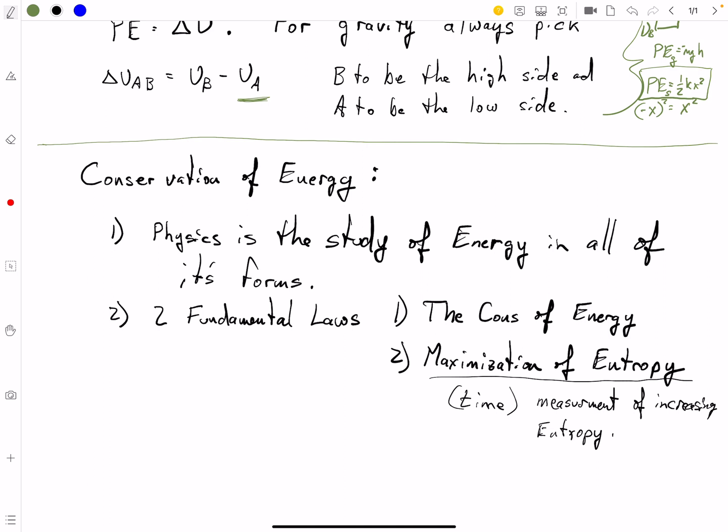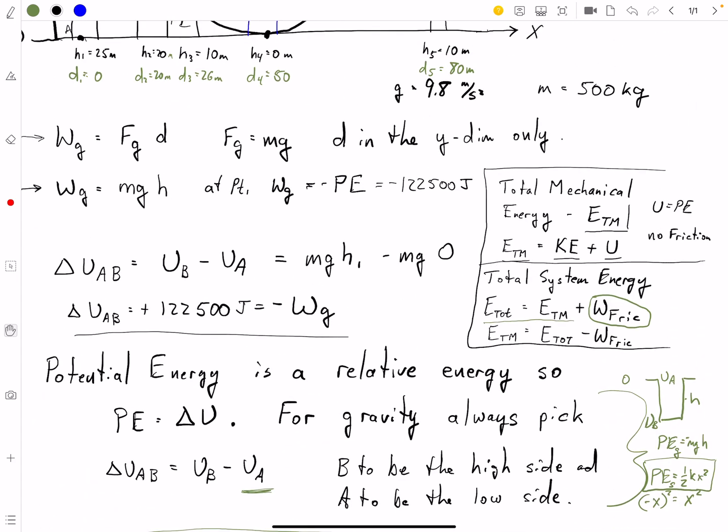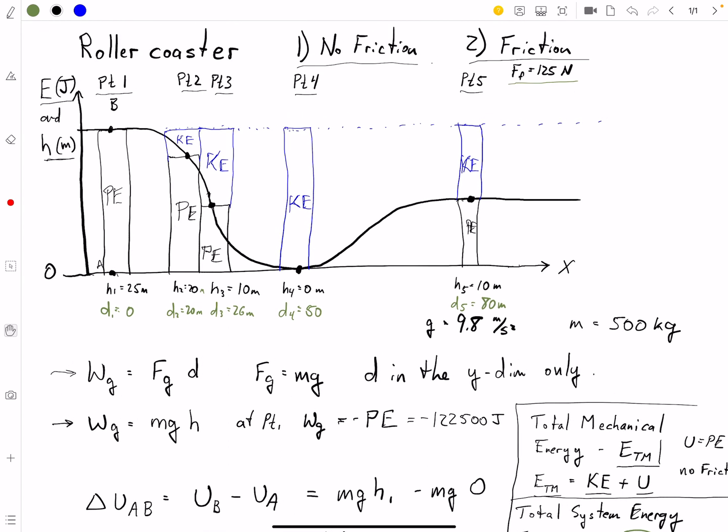Okay. So let's have some questions about this thing. We've talked all about the energy of this thing, but let's say that we want to know, and keep in mind, we're doing this without friction, right? So first time through, no friction. Second time through, we're going to do it with friction. First time through, no friction.